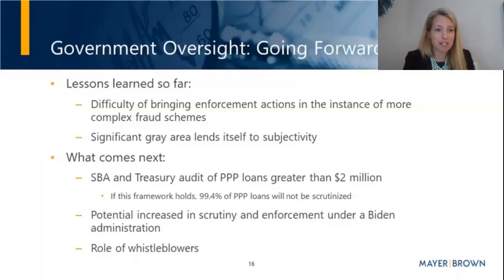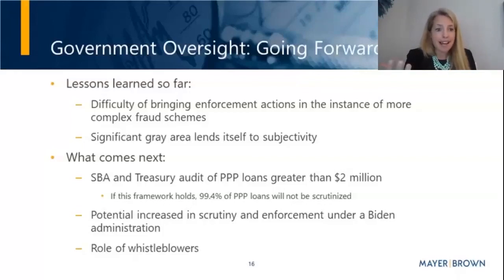There's a new administration coming in. The Biden administration campaigned on anti-corruption in the government, and I think they're going to focus a lot of their efforts on government programs like PPP and devoting more resources to prosecuting those cases.